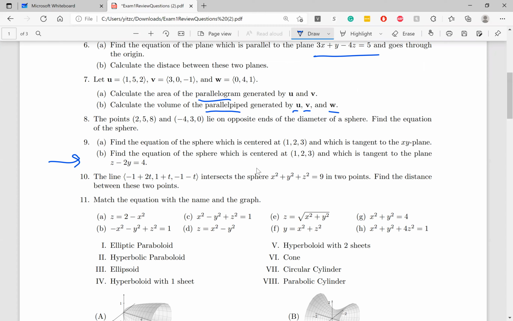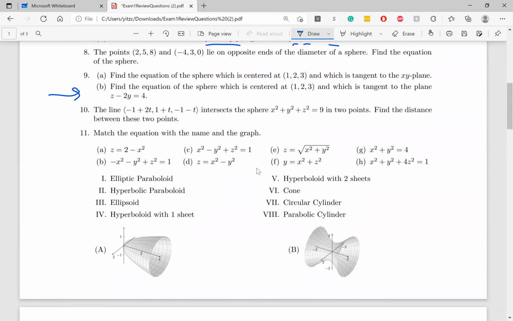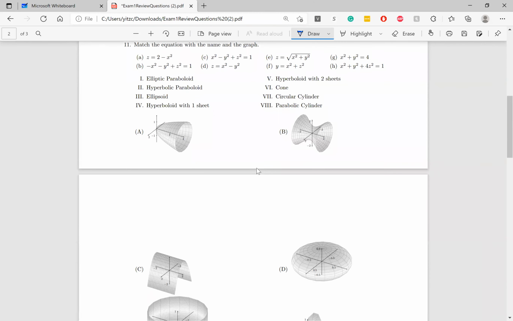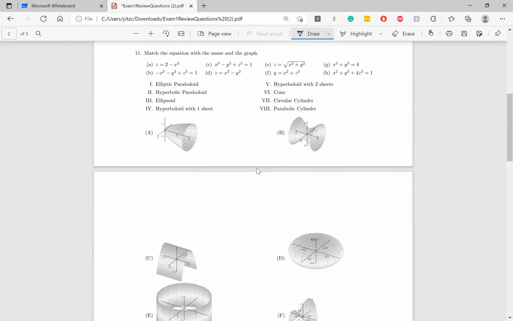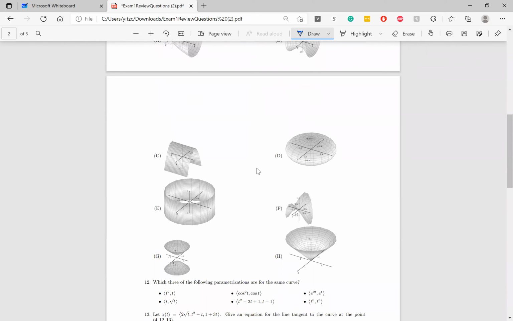Okay, so for number 11, match the equation with the name and the graph. The first one is z equals 2 minus x squared. Any ideas what type of shape this is going to be, what type of graph we're expecting, and why? We don't have a y coordinate, so we expect something that is symmetrical in the y-axis and looks like a parabola, but that extends to infinity. The only shape that looks like that is C.